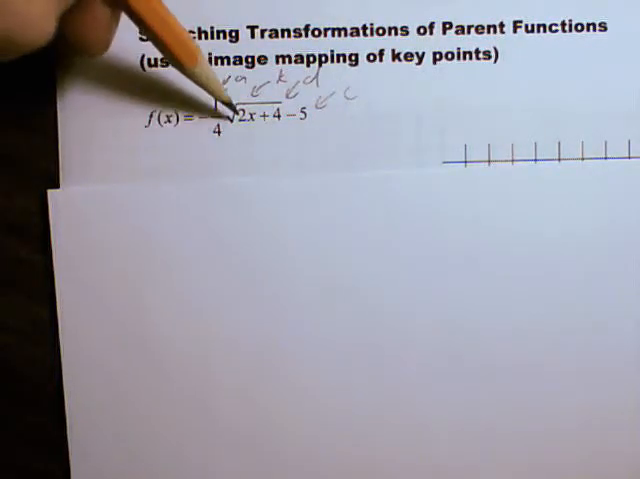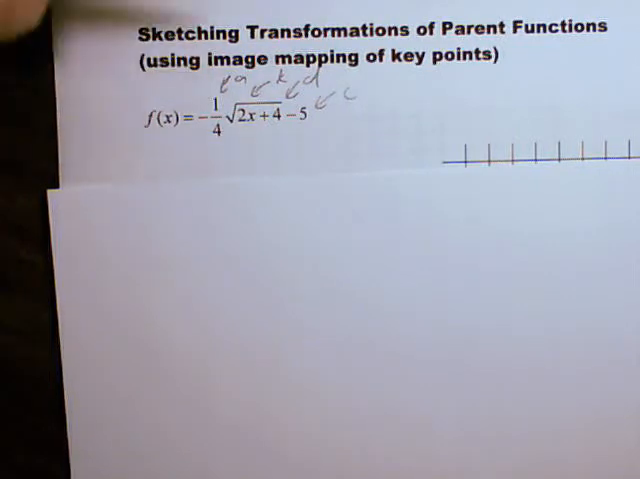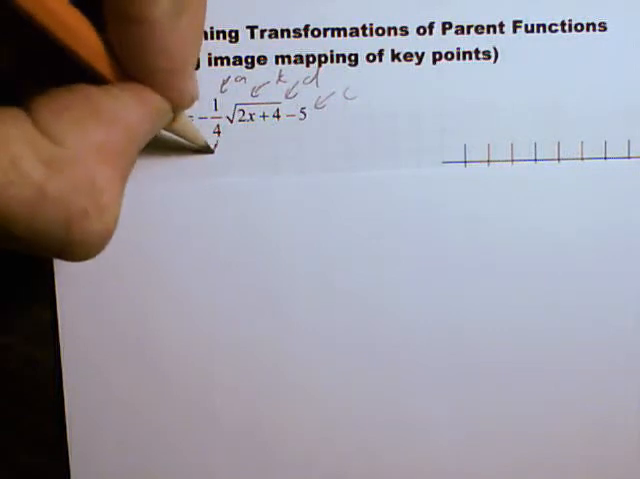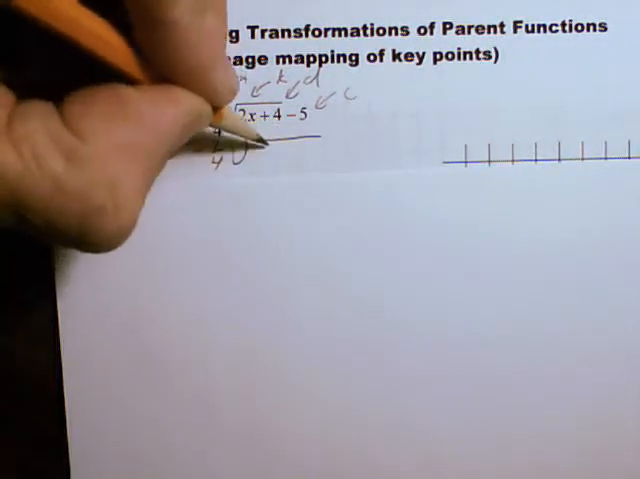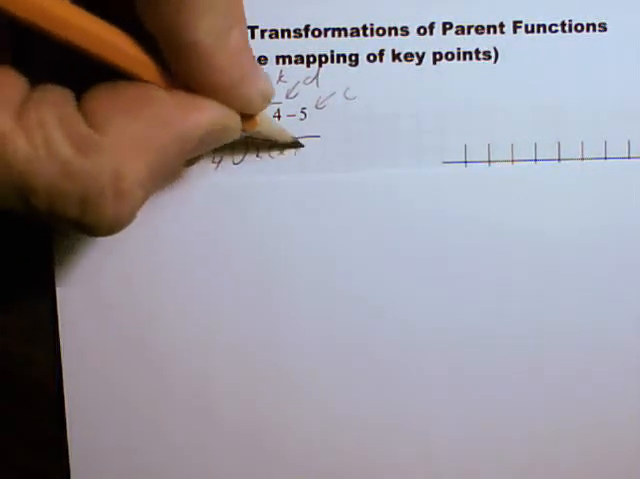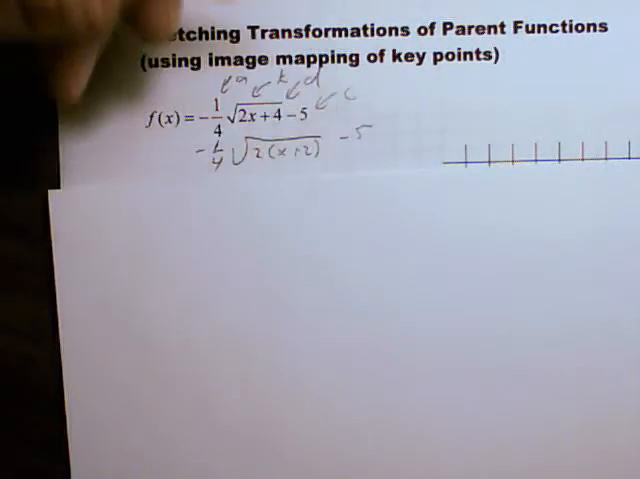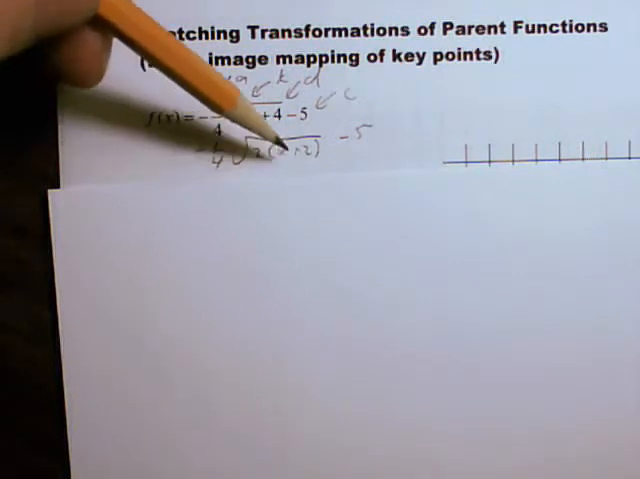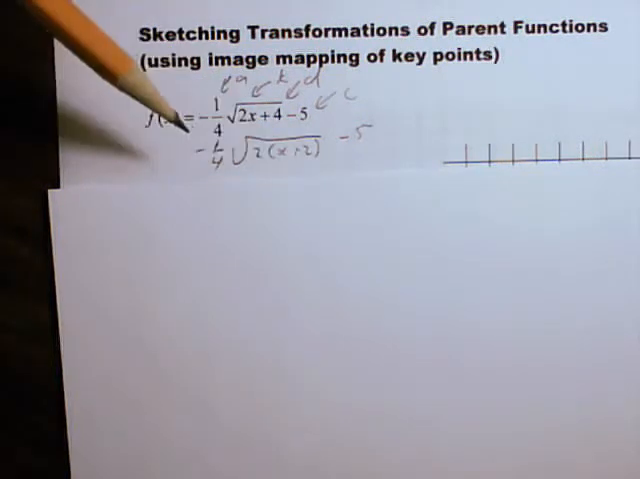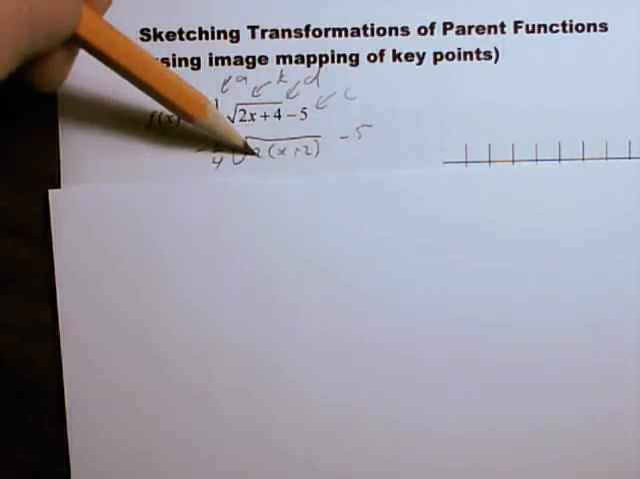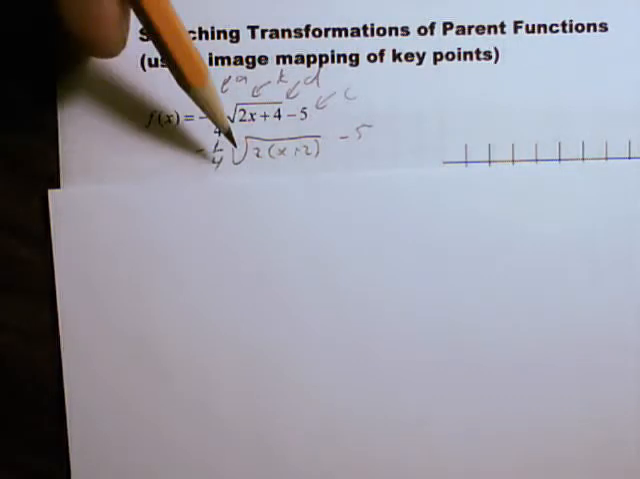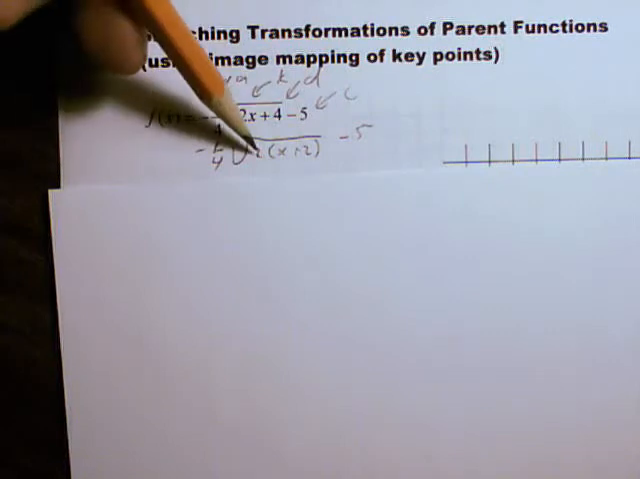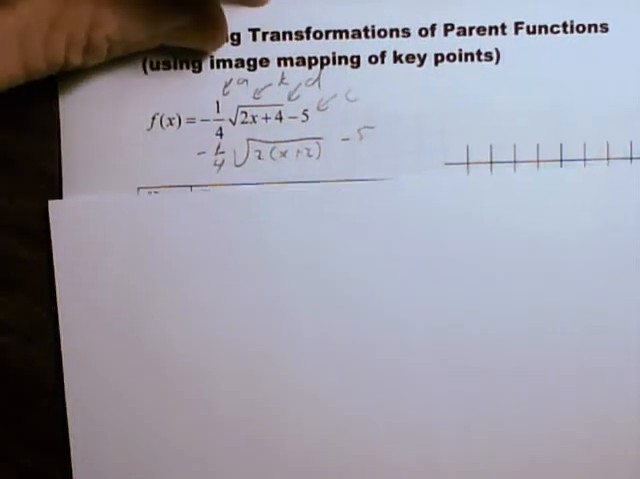Before I go any farther, I have to adjust things. I have to take out the k value as a common factor. So I'm going to write this as -1/4 √(2(x + 2)) - 5. That's because functions are always defined as x minus d, so I've got to have a 1x here. This tells me that my adjustment in terms of a horizontal compression will be 1/2 times x.